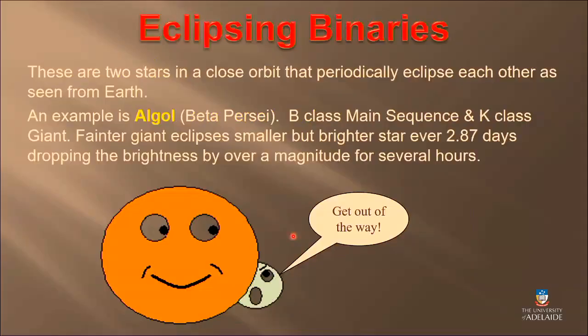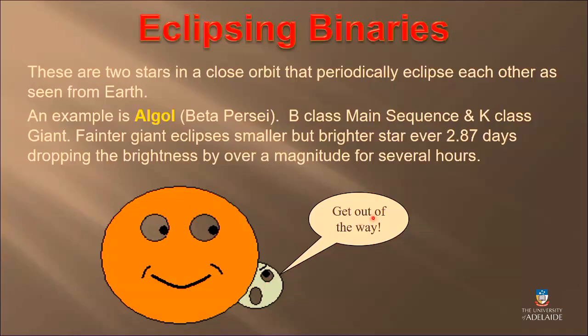Right, so then we move on to extrinsic variables. So eclipsing binaries. So these are two stars in a close orbit that periodically eclipse each other as seen from Earth. An example is Algol, or Beta Persei. Now this is a B-class main sequence star and a K-class giant. So we have the K-class giant here and the B-class star, which is the brighter of the two because it's far hotter.